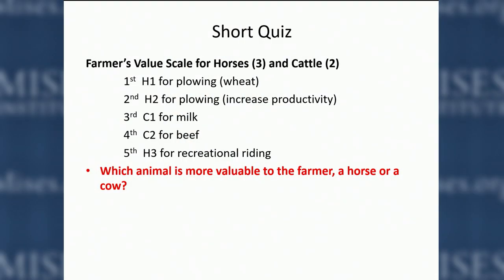So now I can give you a little test. So here's a farmer who has the following value scale. Now, he has 3 horses, okay, 3 concrete units of horses. So the supply of horses is 3. Supply of cows are 2.